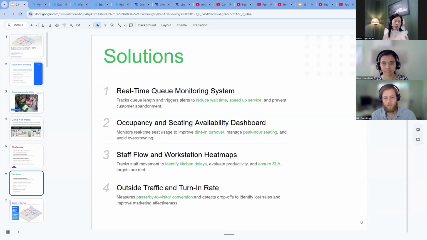So it enables businesses to capitalize on peak time and refine the front of house strategies. The key takeaway of this is that these solutions will work together to give QSR operations a complete and real-time picture of what's happening both inside and outside of their stores. The goal is not just to measure performance, but to create accountability, improve customer experience, and reduce missed opportunities.